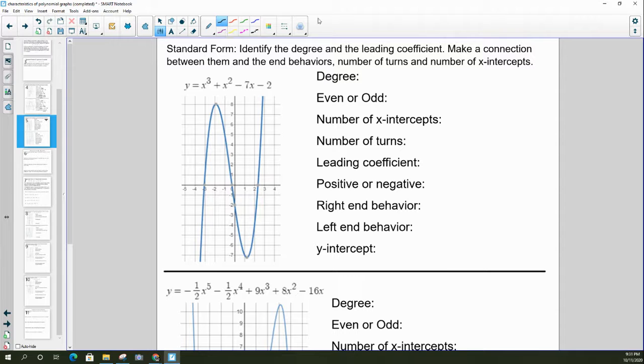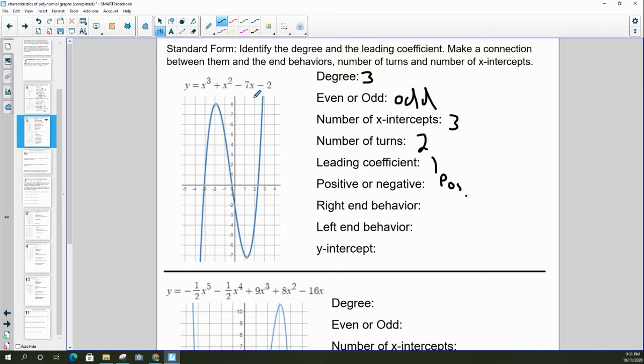All right, so now same thing, same questions. We've got 2 new graphs on this slide. Here the degree is 3. That is odd. Number of x-intercepts, 1, 2, 3. The degree and x-intercepts are the same as last time. Number of turns, 1, 2. Still 1 less than the number of x-intercepts. The leading coefficient here is 1, that's positive.